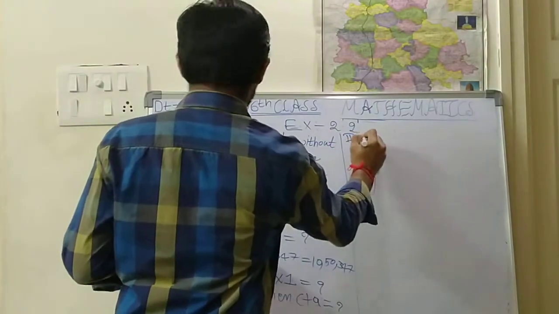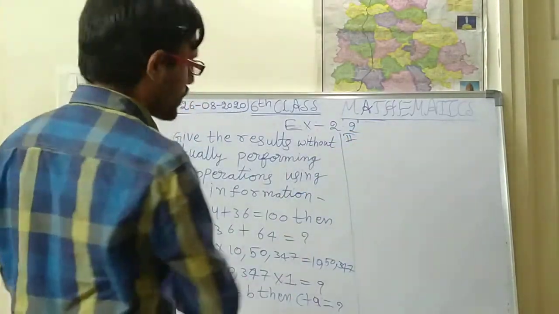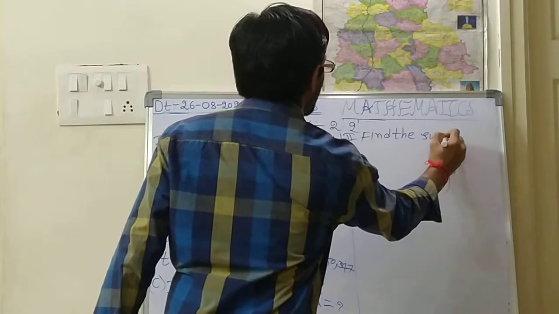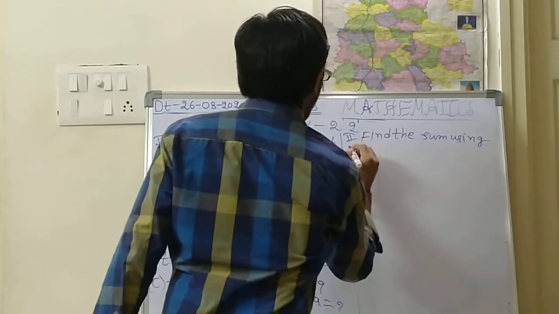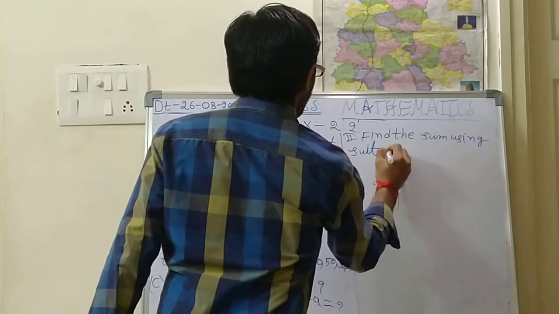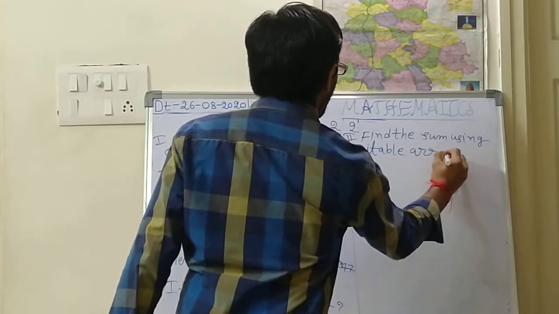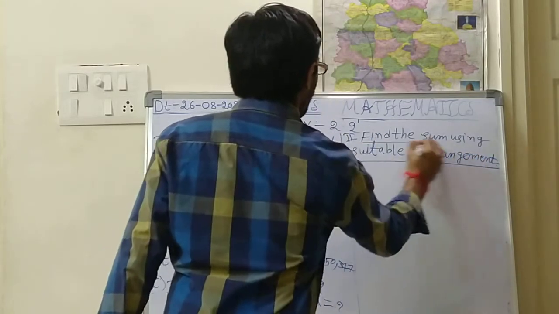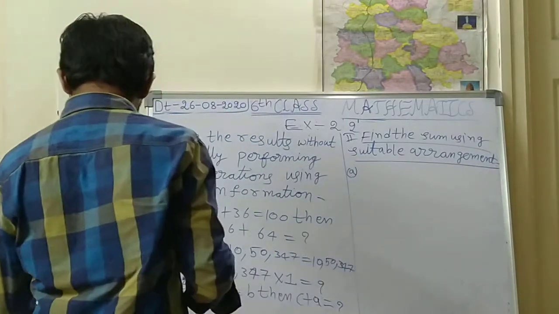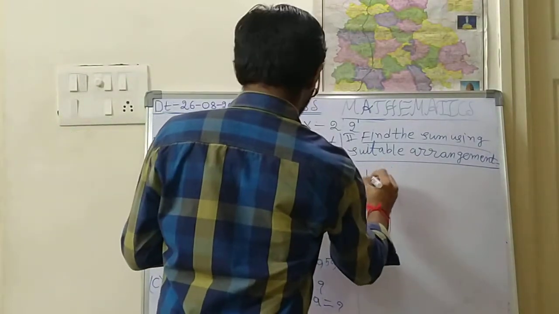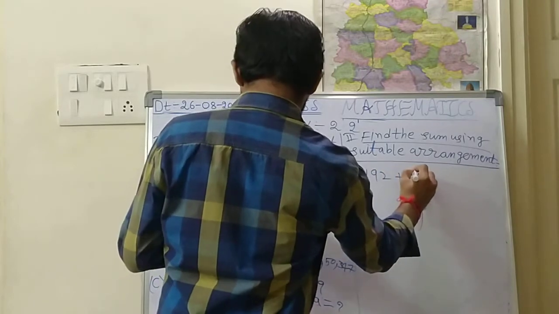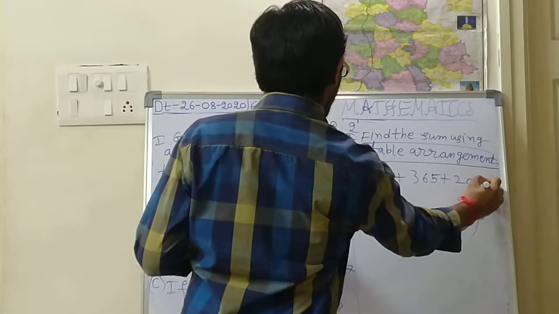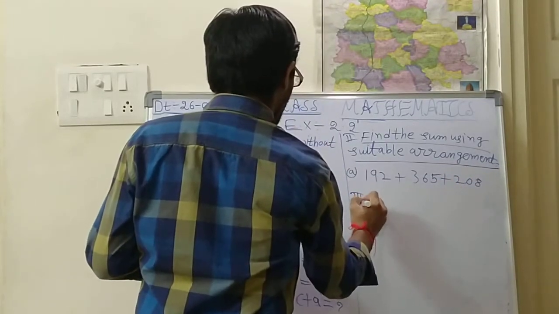Next, second bit. What is the second bit? Find the sum using suitable arrangement. Okay, and the first one is 192 plus 365 plus 208.